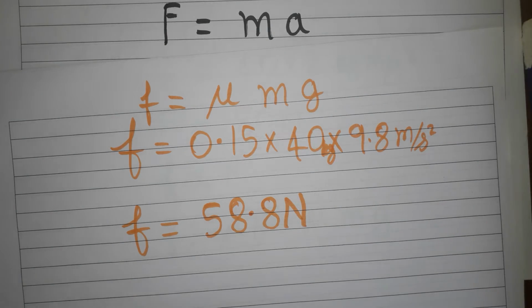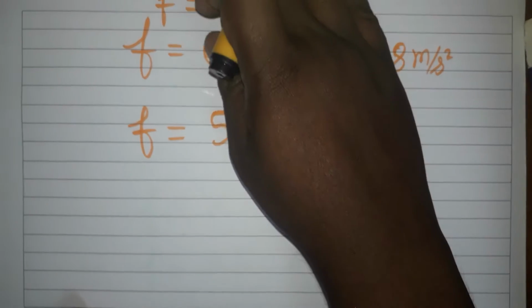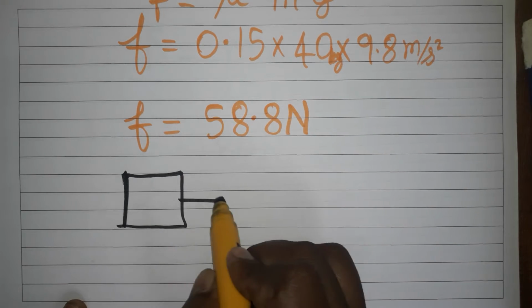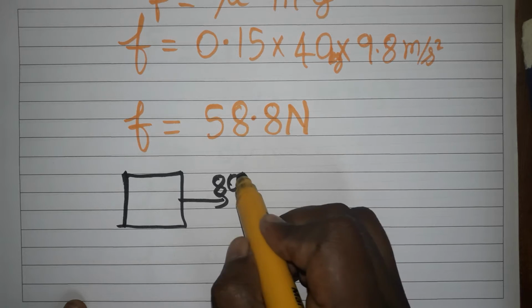Now we take again the block here. On this side I got 80 Newton, which is called the pseudo force.